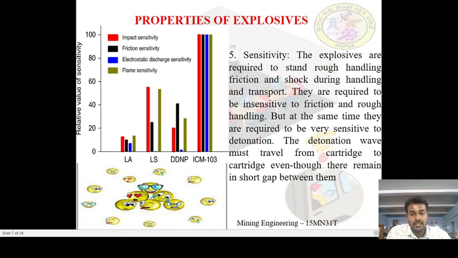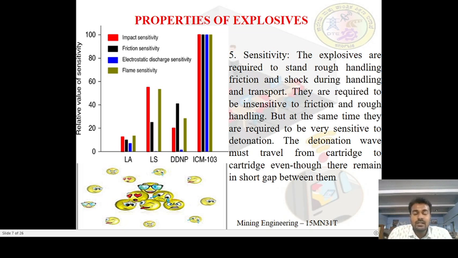The sensitivity. In case of sensitivity, we are usually sensitive in our daily life. We may see some jokes, we may laugh, cry, or be angry. Similarly, when we speak about explosive sensitivity, it could be impact sensitivity, friction sensitivity, electrostatic discharge sensitivity, flame sensitivity.